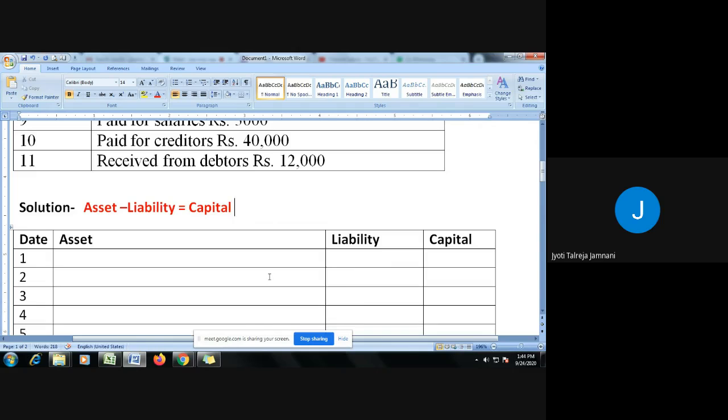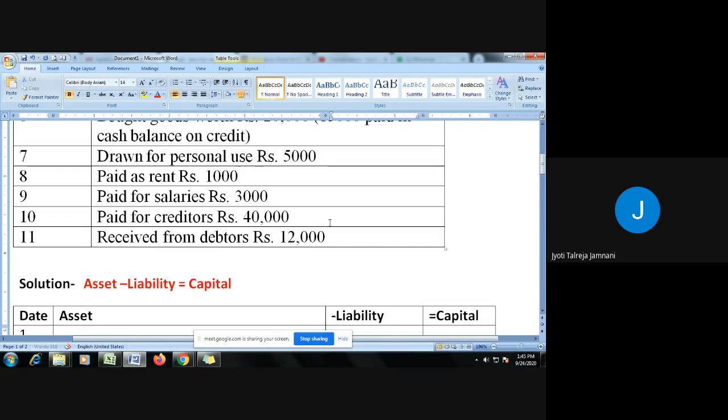Date, we have a column for asset, then a liability. And as I said, we do asset minus liability. So from the assets, we will subtract liabilities to get the capital amount. Okay, so asset minus liability to get capital. So I'll put a minus sign here. So asset minus liability is equal to capital.